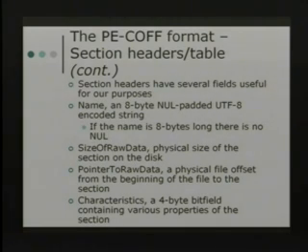The size of raw data is interesting because that's the physical size of this particular section on the disk of the system. The pointer to raw data is going to be the actual physical file offset that we're looking for. And then characteristics is just basic characteristics describing the section. Is this executable data? Is it initialized? So on and so forth.